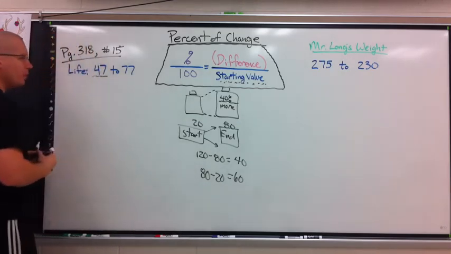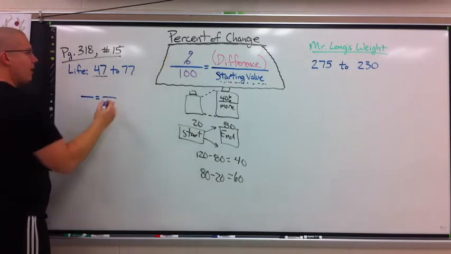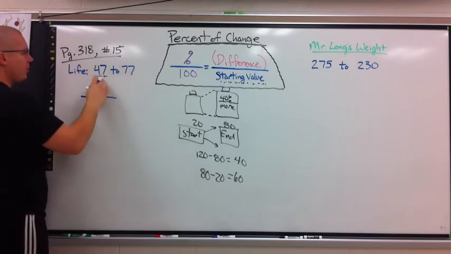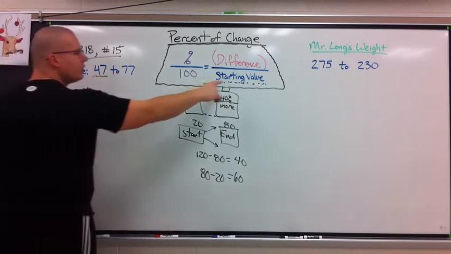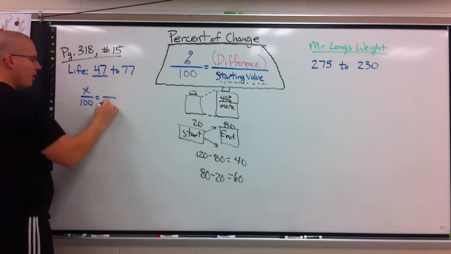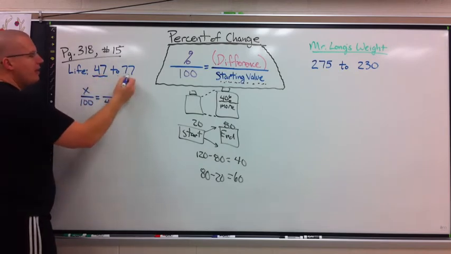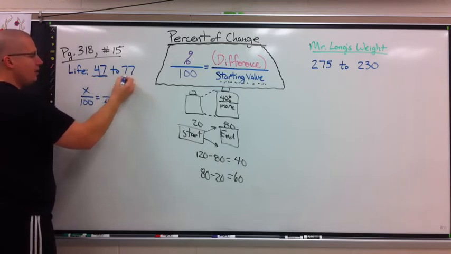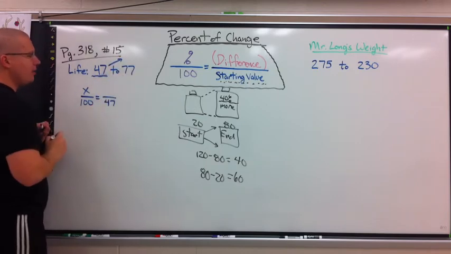So what we want is a proportion. Make my blank proportion. Percent over 100. I don't know the percent. I'm trying to figure out what is my percent of change. 47 to 77. Now take a look at this. The starting value is always my first number in the problem. 47 is where I started. 47 goes on the bottom. It's 47 changing to 77. Ask yourself, is this an increase or decrease from 47 to 77? Hopefully you said increase. Yes, we are increasing from 47 to 77.